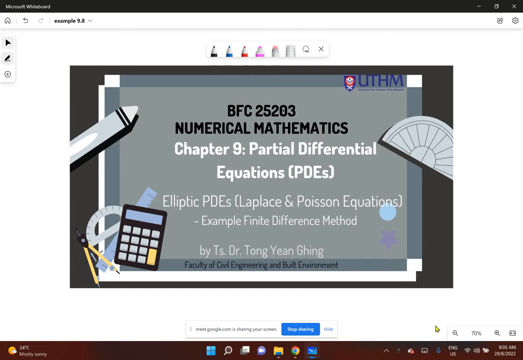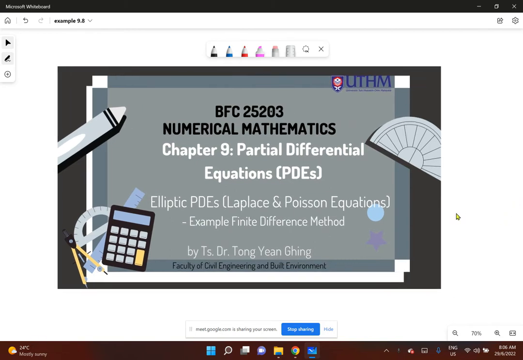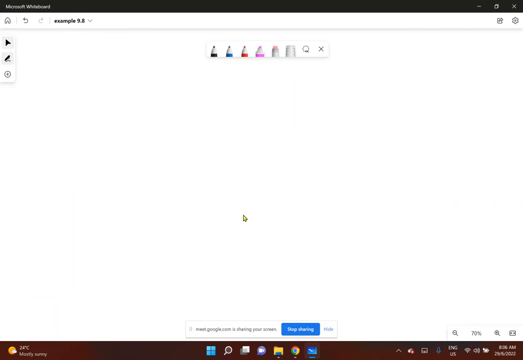Okay, we will continue with the elliptic PDE. The examples of elliptic PDE are the Laplace and Poisson equations. These two equations we also solve by different methods. Okay, so I explain to you. First and foremost, we go to the equations of Laplace and Poisson.